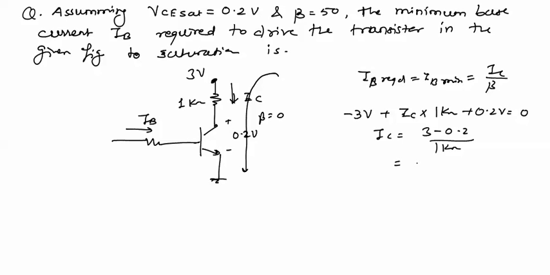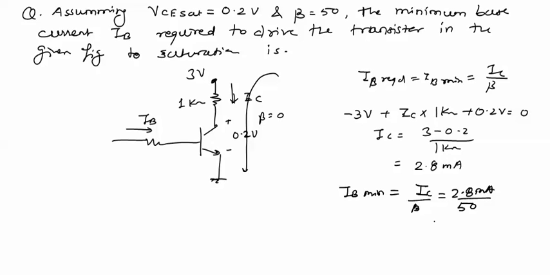It is equal to 2.8 milliamperes. And now IB minimum base current required is equal to IC by beta equal to 2.8 milliamperes divided by 50, and it is equal to 56 microamperes. Now take one more example.